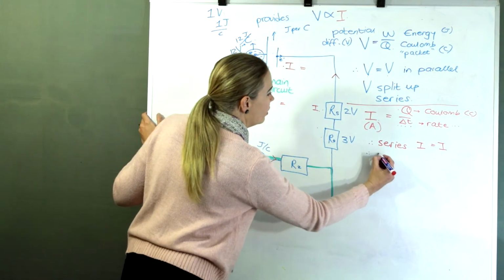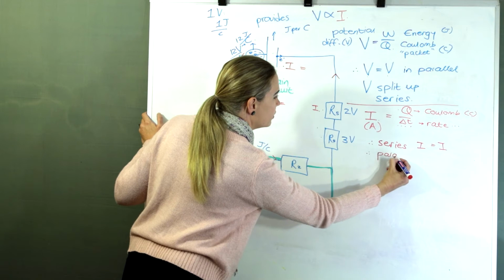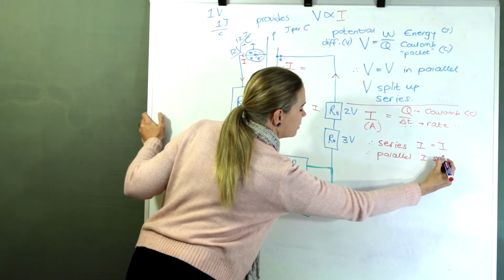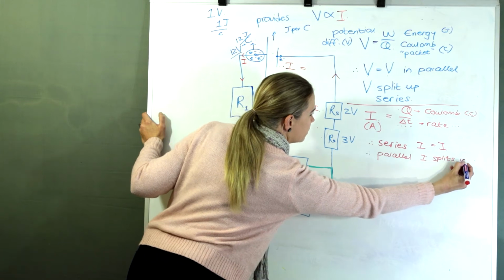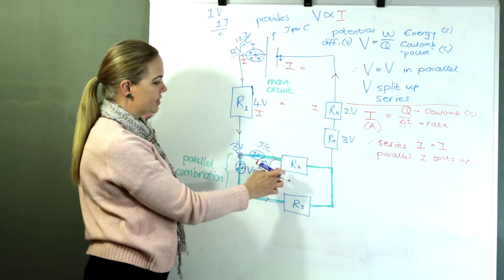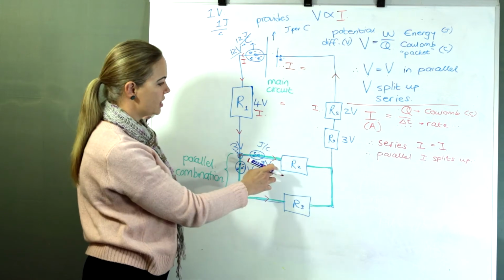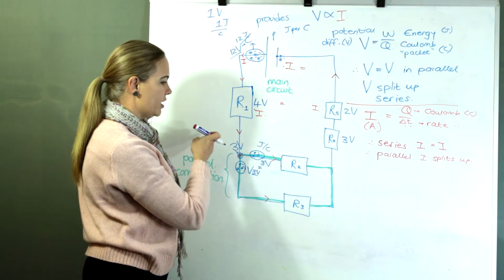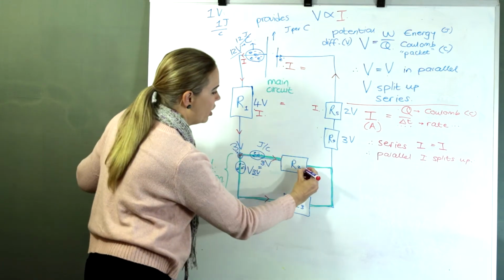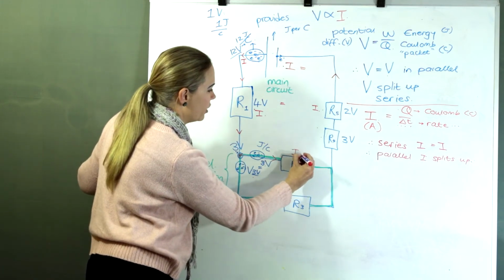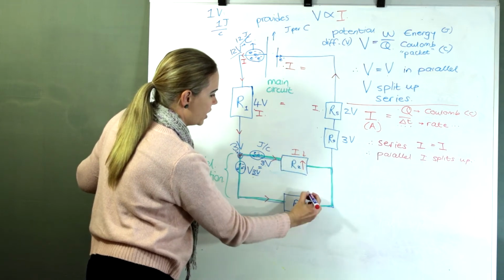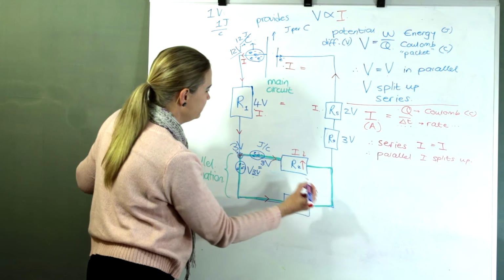So in parallel, the current splits up. It doesn't always split up equally. If the resistors are equal to each other, the resistance in the top branch and the lower branch, then the current will be equal in both. But like I've said, for a higher resistance, the current will be a bit lower. For a lower resistance, the current will be a bit higher.